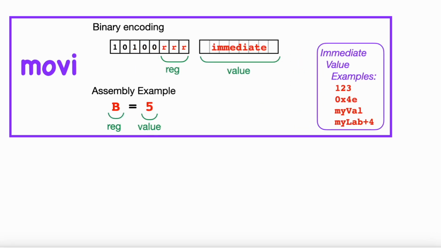Next, let's look at the move immediate instruction. The 8-bit opcode is followed by an 8-bit immediate value, which will be moved into one of the 8-bit registers as determined by this 3-bit field. Here we see an example of how this instruction would be encoded in assembly language. The immediate value can be expressed in all the usual ways, which should look pretty familiar to existing assembly language programmers.